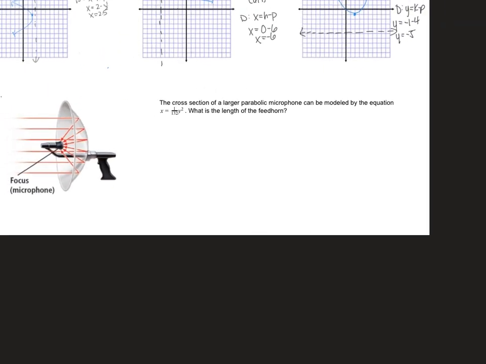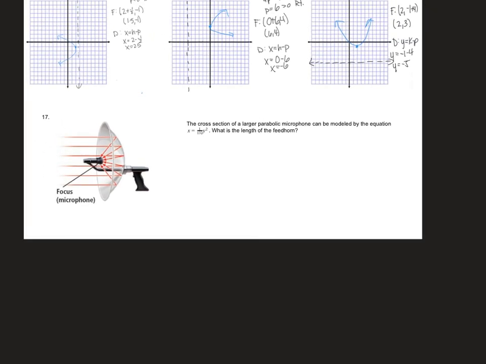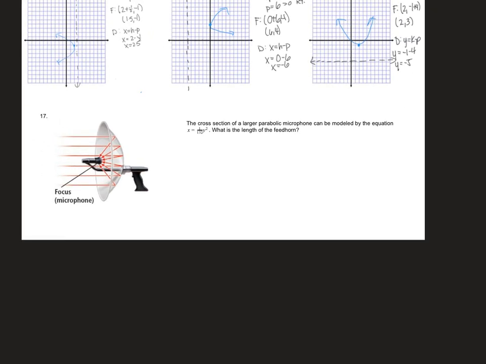Alright, so for 17, the cross-section of a large dish can be modeled by the equation. What is the length of the feed horn? Well, the feed horn is the distance to the focus. So basically, all we have to do here is 4p equals 132. We divide by 4, p is 33 inches.